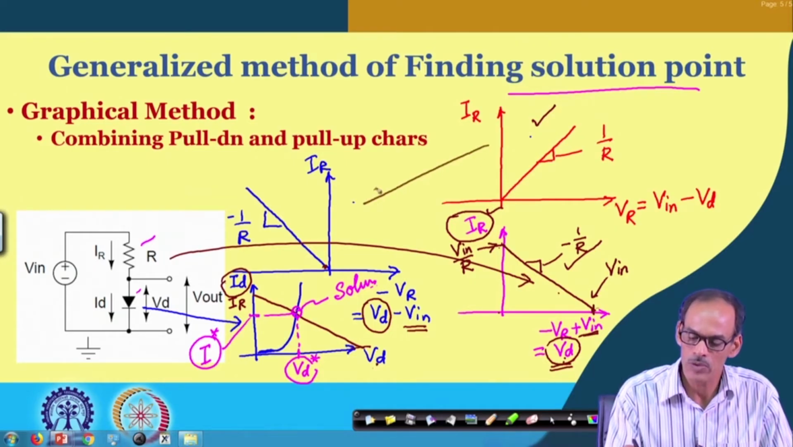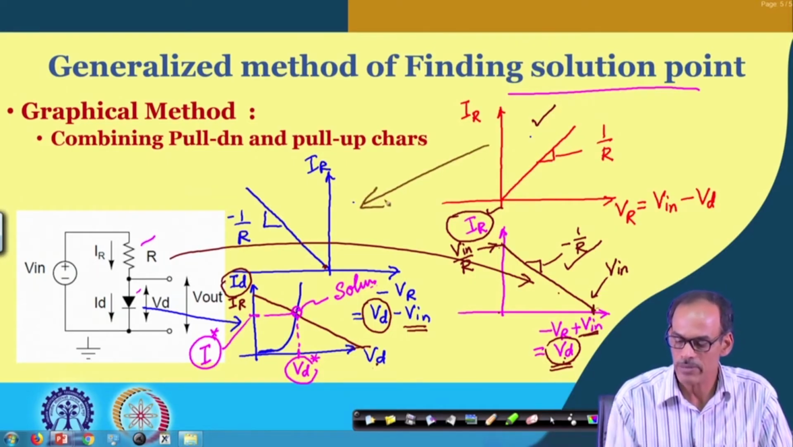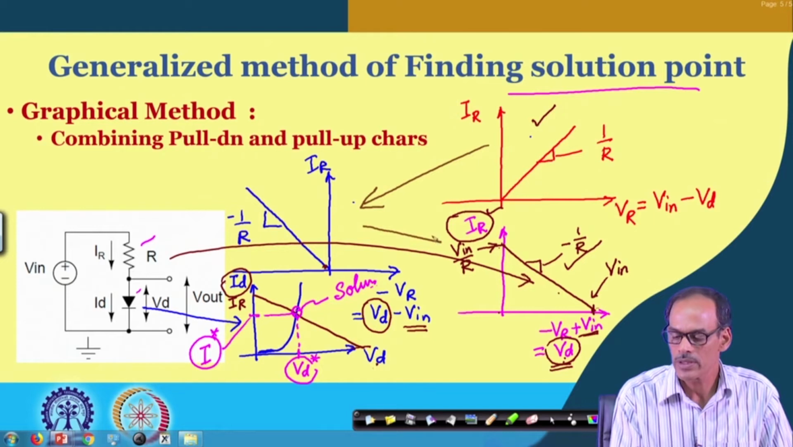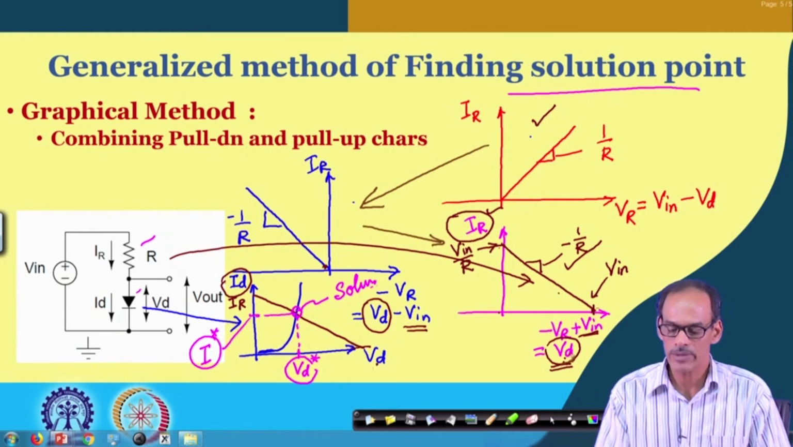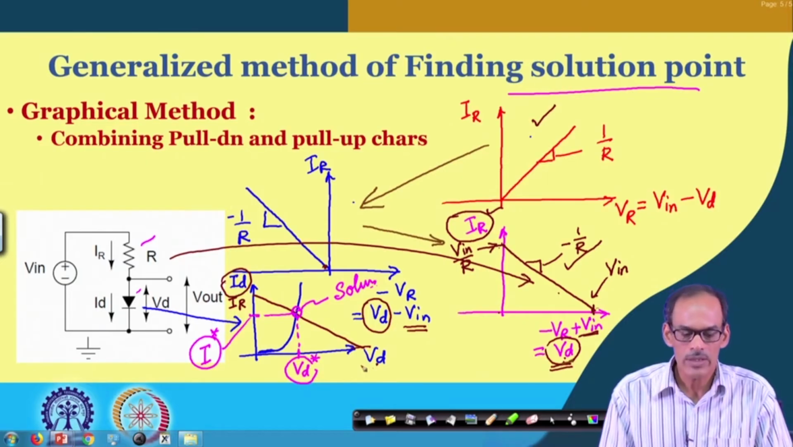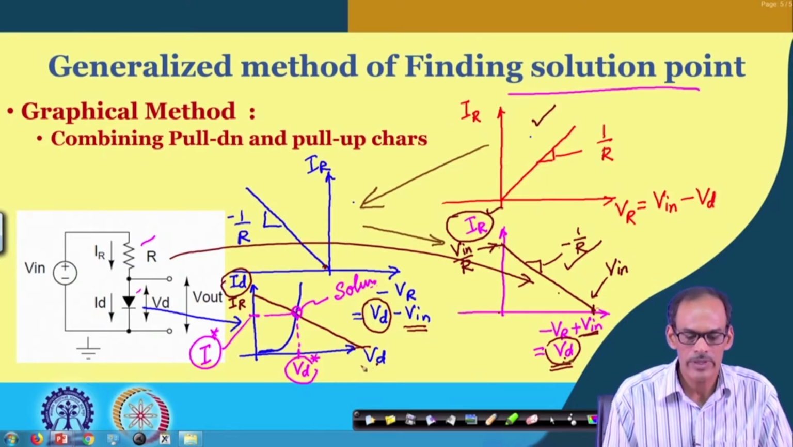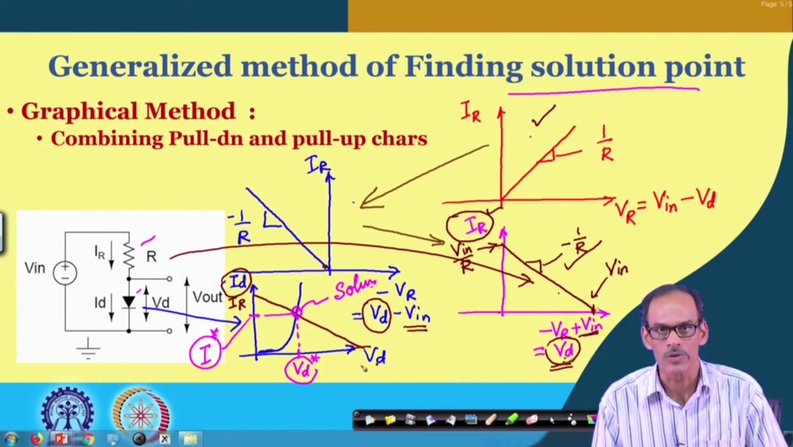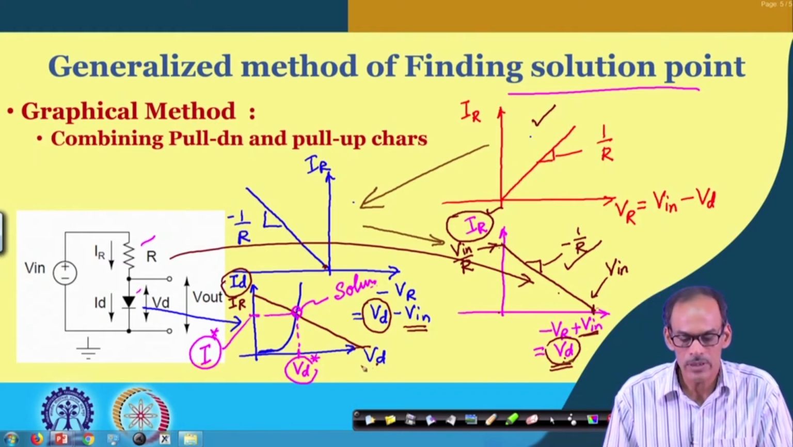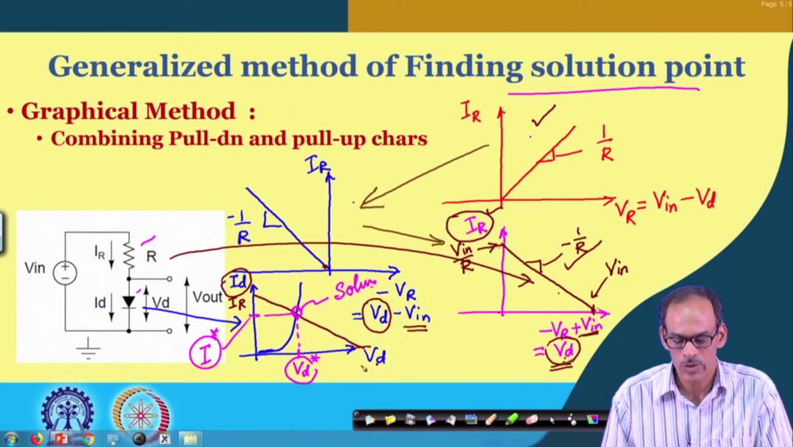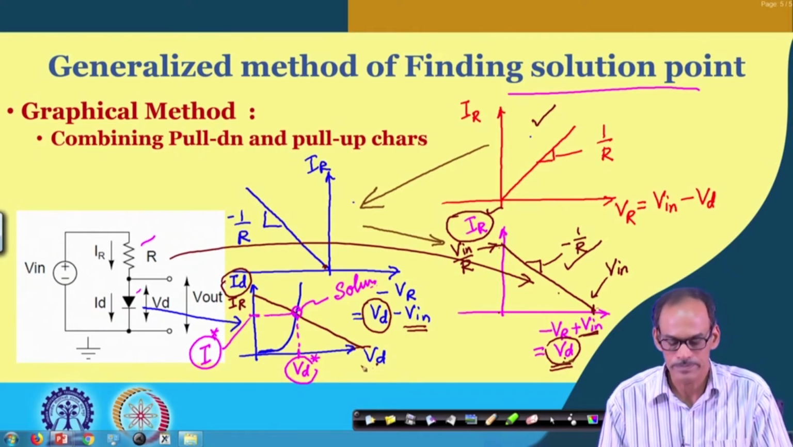First of all we made this rearrangement as the first step, and then we rearranged further so that the x axis of this characteristic curve is consistent with this one. By combining, we can say that we are getting the solution. Now, this is referred to as the graphical method of finding the solution of this simple circuit.